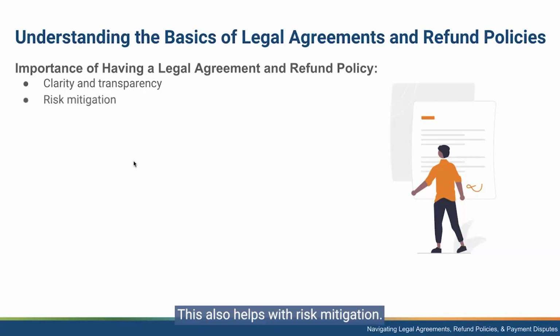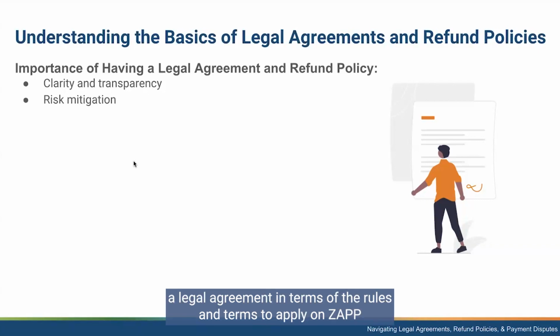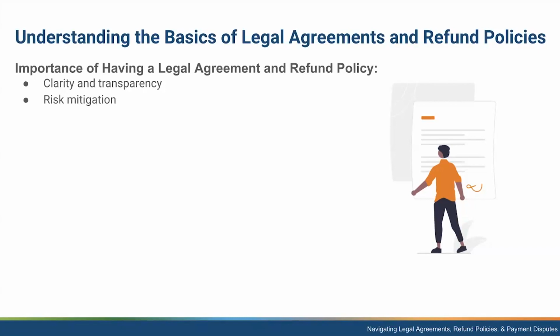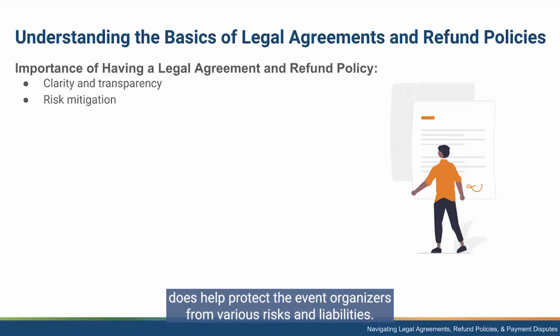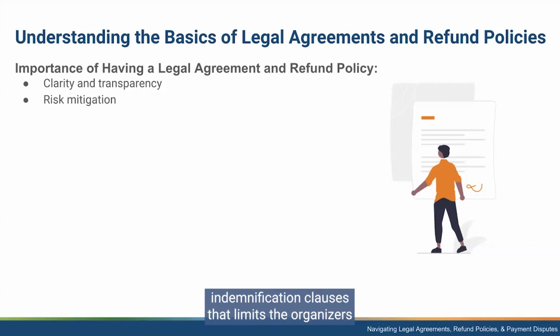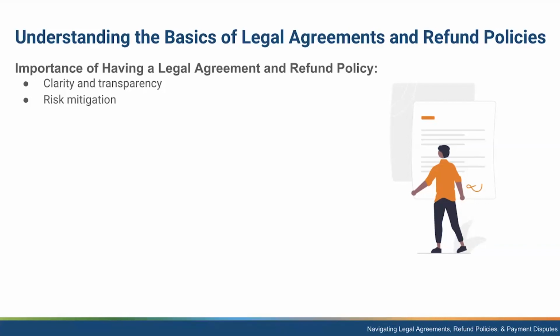This also helps with risk mitigation. So we'll talk a little bit about how I'm differentiating a legal agreement in terms of the rules and terms to apply on ZAPP versus the rules and terms to participate in the event itself. For now, a legal agreement does help protect the event organizers from various risks and liabilities. It can include disclaimers, waivers, indemnification clauses that limit the organizer's liability in case of accidents or damages occurring during the event.